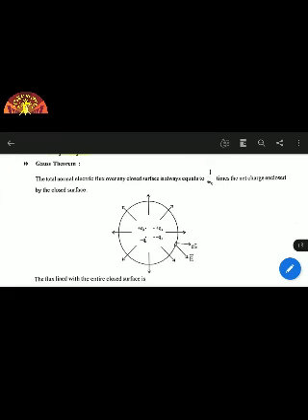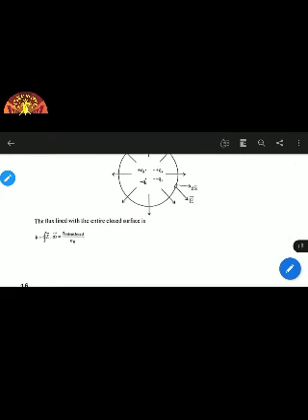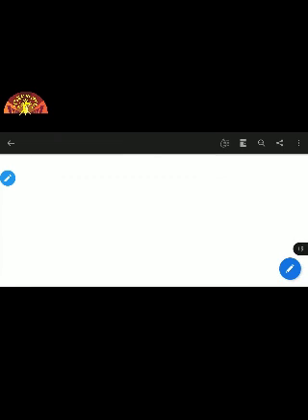This is Gauss theorem, and here it is shown that the flux linked with the entire closed surface would be the integration of a line integral. The circle on the integration shows that this is a closed integral. We are talking about the enclosed charge, so this would be q, the net enclosed charge, upon epsilon naught, as I told you. This is how you calculate flux.